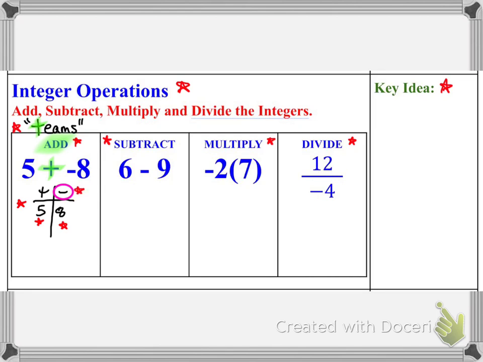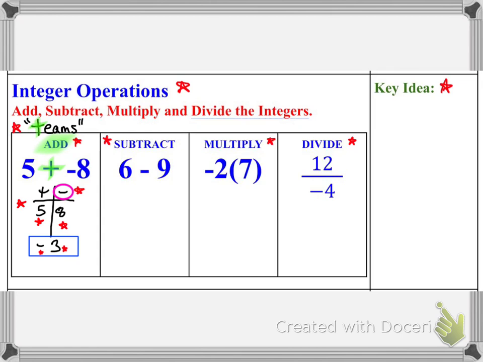And before we go to the answer, make sure you give yourself a star if you circled the winning team. In this case, it is the negative team. Now we go to the answer. So we know the answer is going to be a negative answer since the negative team won. So that negative sign right there gives you a star. And then 8 beats 5 by 3 goals. So then that 3 also gives you a star.